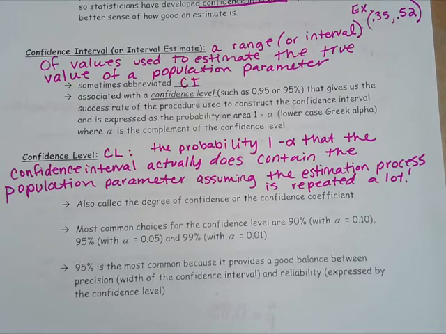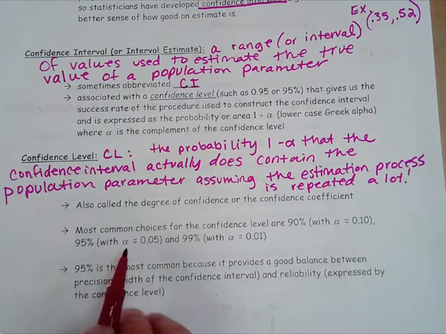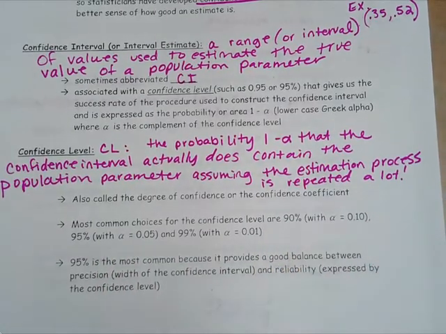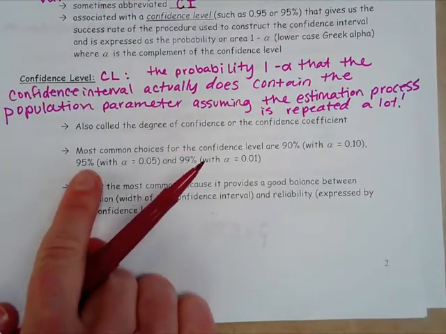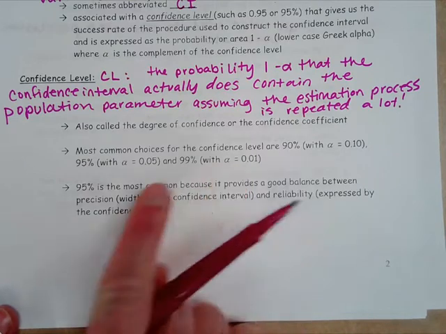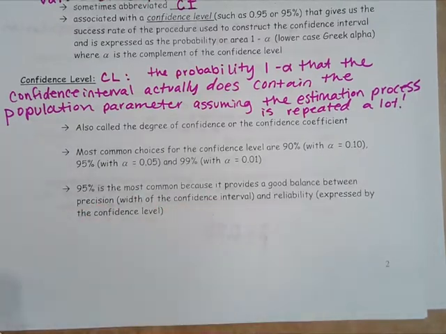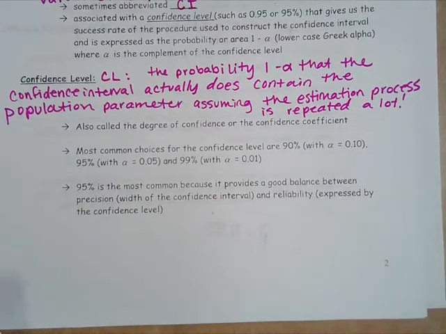So that's what our confidence level is going to be. How confident are you that the actual population parameter falls in that interval? Also called the degree of confidence or confidence coefficient. The most common are 90% with alpha at 0.10, 95% with alpha at 0.05, and 99% with alpha at 0.01. 95% is most common because it gives a good balance between precision, the width of the confidence interval, and reliability, expressed by the confidence level.